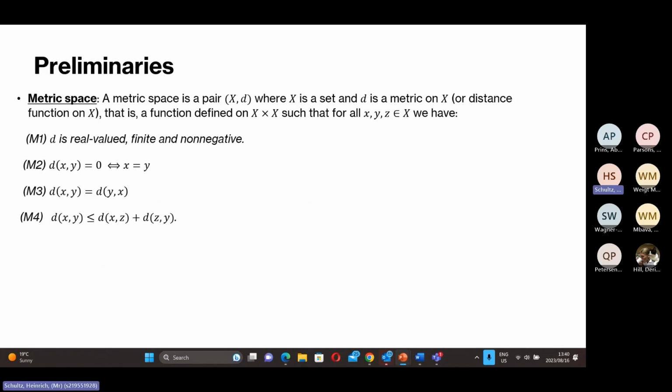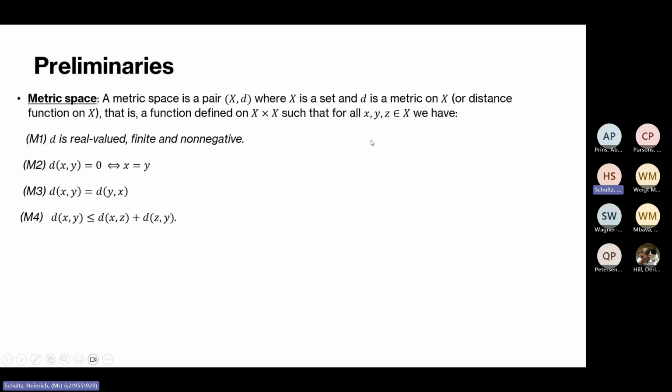So now the preliminaries. We have a metric space. A metric space is a pair (X, d), where X is a set and d is a metric on X, or a distance function on X. That is a function defined on X cross X, such that for all x, y, z in X, we have that d is real valued, finite, and non-negative. d(x, y) is equal to 0 if and only if x is equal to y. d(x, y) is equal to d(y, x), and d(x, y) is less than or equal to d(x, z) plus d(z, y).